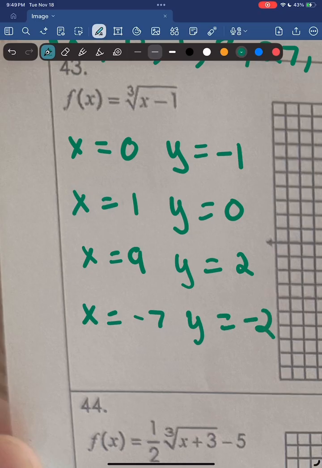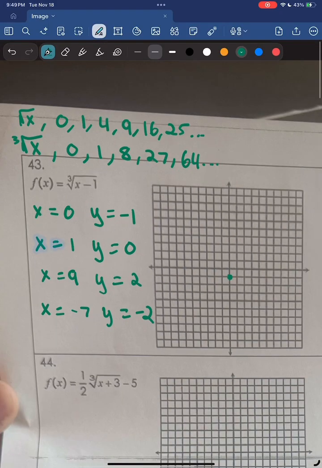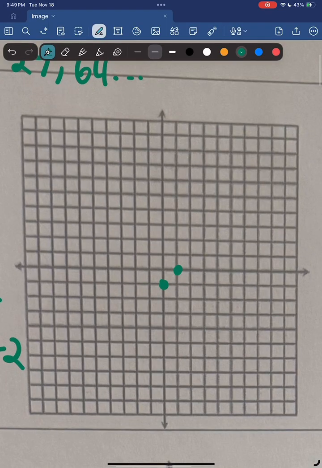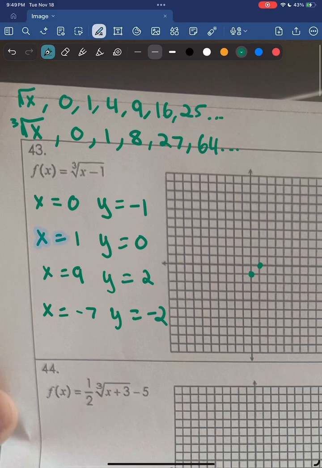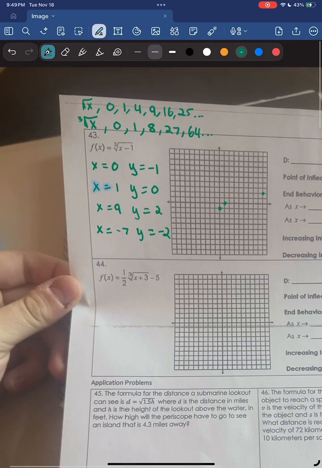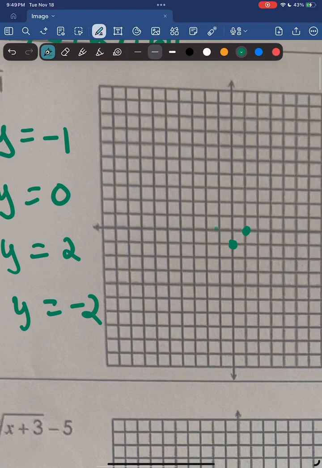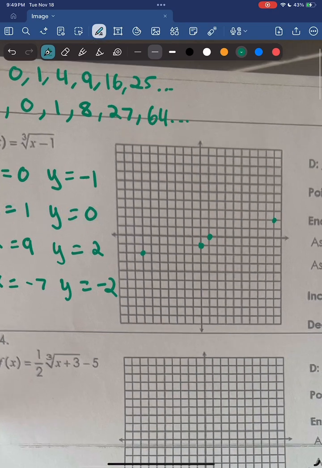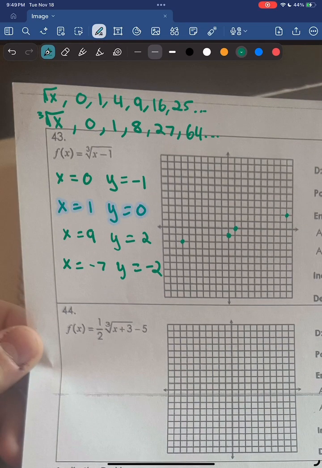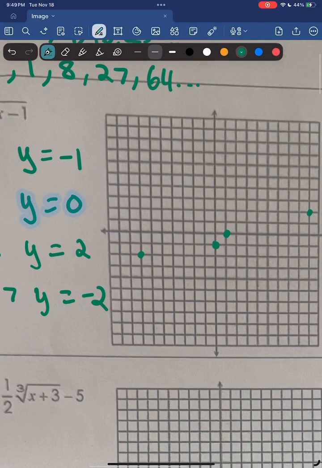So let's start plugging these in. So we have (0, -1). We have (1, 0). We have (9, 2). And (-7, -2). So 43. So this is one of the interesting ones. So the line is going to kind of look something like that.